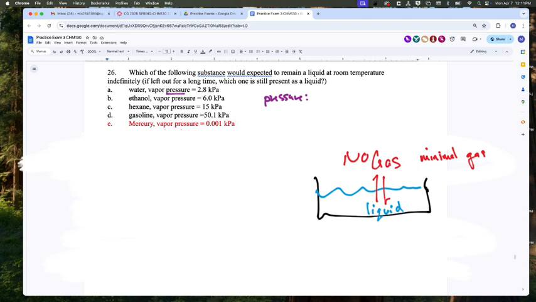Let's try it this way. We've talked about solids, right? We talked about liquids, and we talked about aqueous. And all the times that we talked about those, did we talk about pressure? No. Why not? When is pressure? Gases.